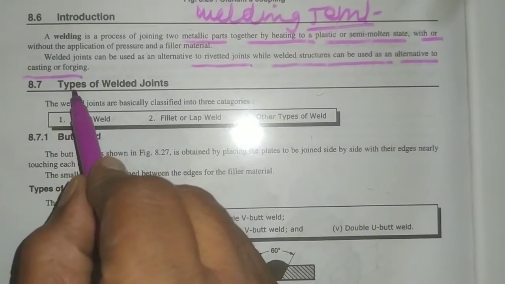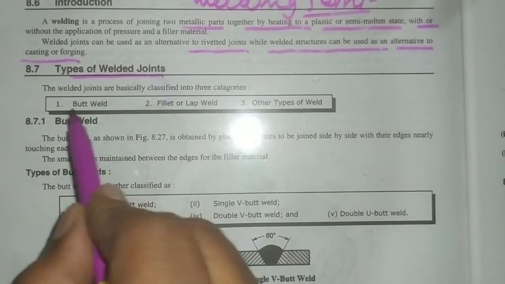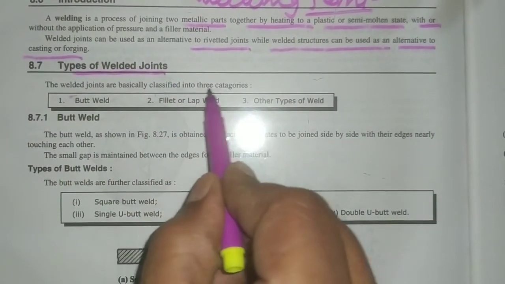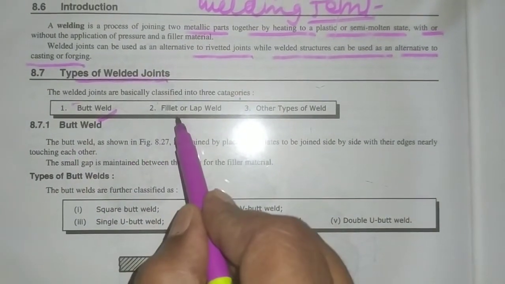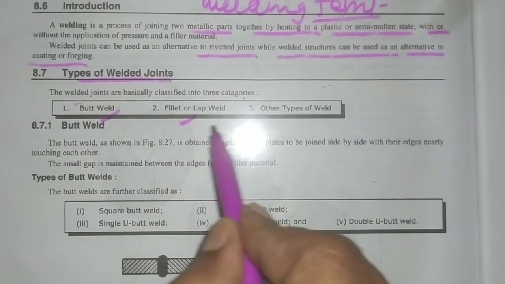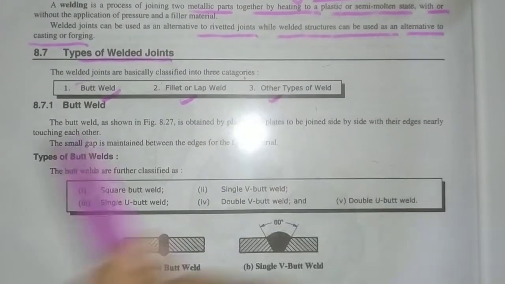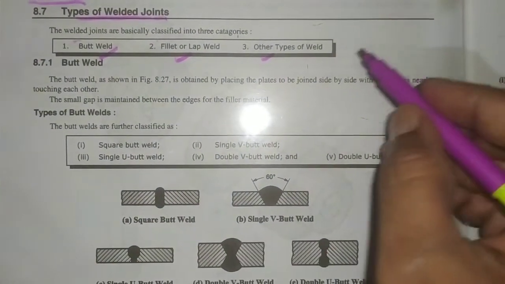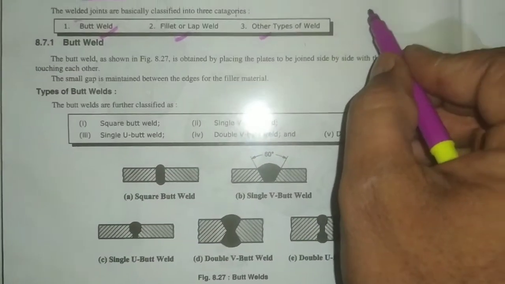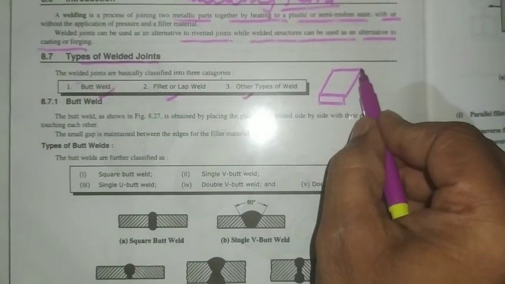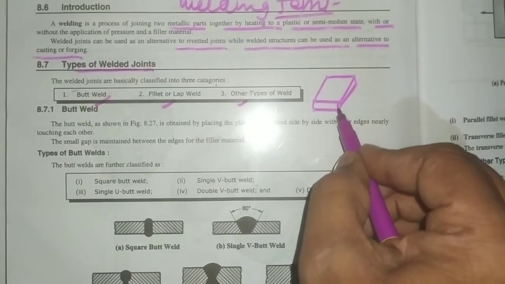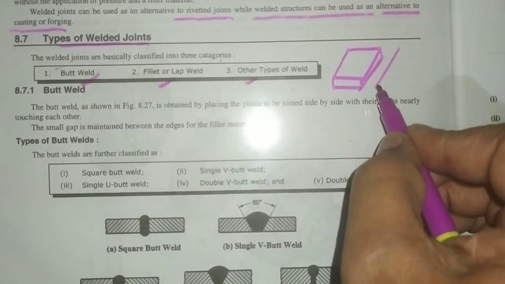Now which are the types of welded joints? Welded joints are basically classified into three categories. First one is butt, second is fillet or lap, and third one is other type of welding. Now before going to the butt welding, I will draw the figure. This is the plate number 1 and this is the plate number 2.